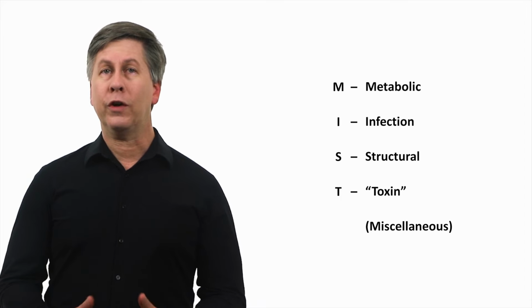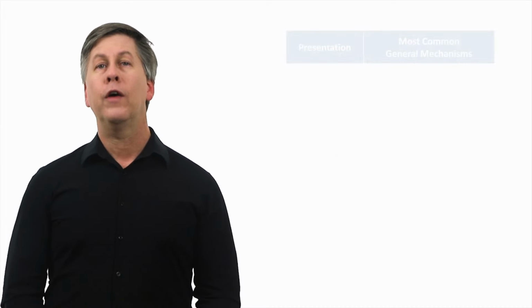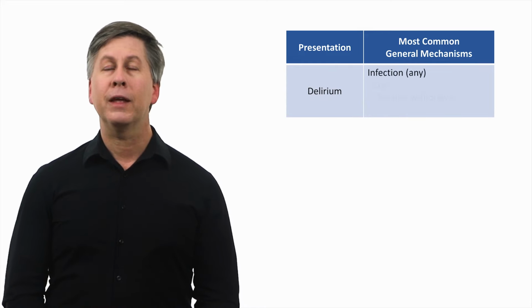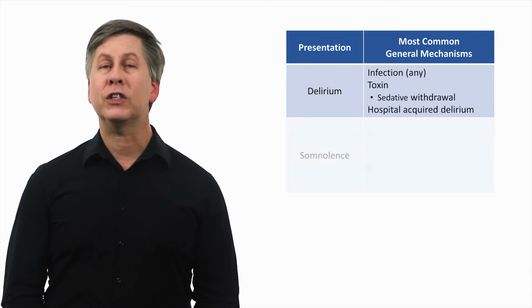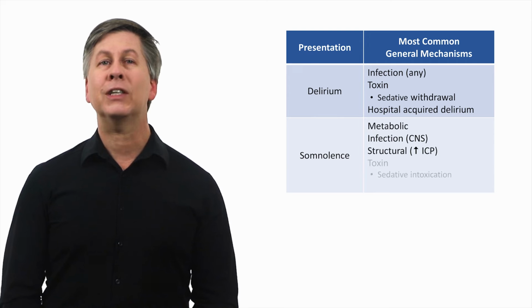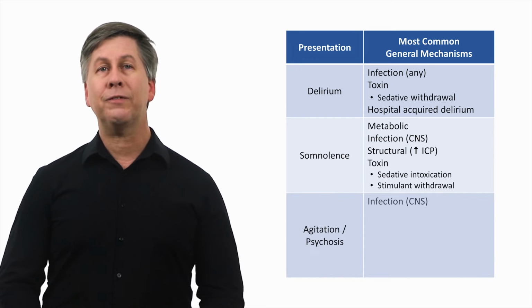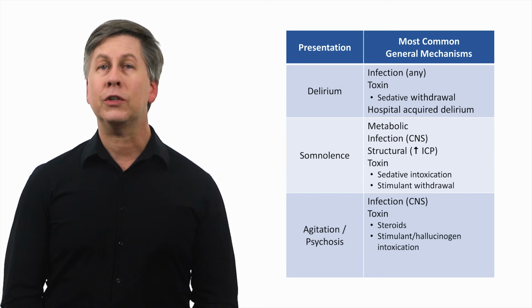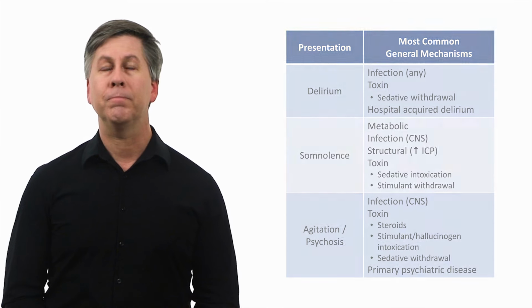Before doing a deep dive into each category of pathology, we can first make some generalizations about which categories tend to cause which syndromes. The most common causes of delirium tend to be infections, sedative withdrawal, and from the miscellaneous category, hospital-acquired delirium. The most common causes of somnolence are metabolic, CNS infections, any cause of increased intracranial pressure, and either sedative intoxication or stimulant withdrawal. And the most common causes of agitation and psychosis are CNS infections, steroids, stimulant and hallucinogen intoxication, and sedative withdrawal. And also causing agitation and psychosis are, of course, primary psychiatric disease, such as schizophrenia and the mania of bipolar disease. Now, let's talk about the etiologies more specifically, and it is a long list.